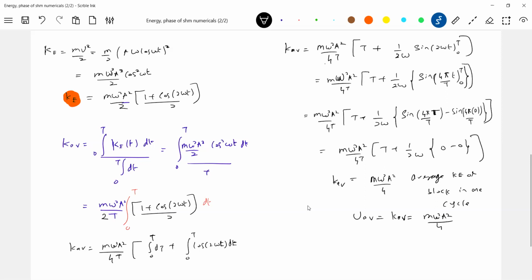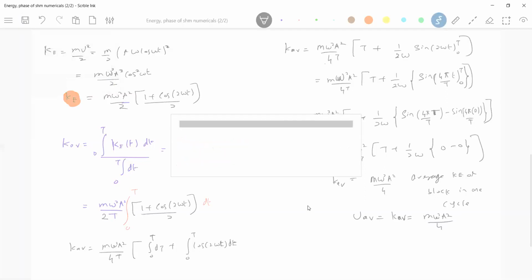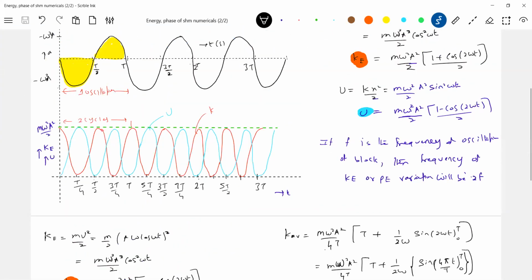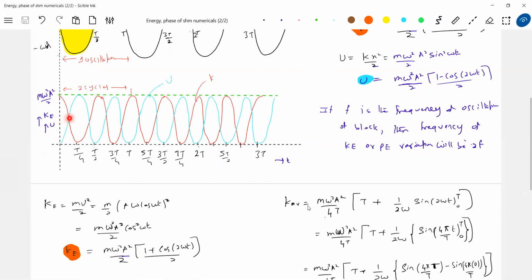Okay, if you are very good mathematically skilled, you would have noticed this where in the above graph only, you could have said directly what is the average value. What is there in that? Like I'll take the average of this red color line. So what will it become? M omega square A square by 4 only. Getting the logic?